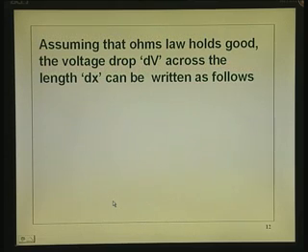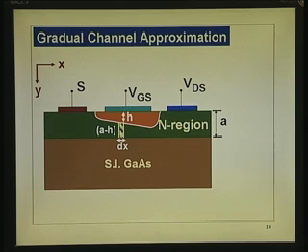Now, assuming that Ohm's law holds good, the voltage dV across the length d of x can be written as follows. How do you write? V is equal to I into R. Delta V is equal to I d into resistance of the thickness. So, what we are writing now, go back to this, is the resistance of that region and drop in that region. dV is I d into the resistance of that region. I d is constant right through, because after all what current flows here will then come out here, it is continuous. I d into R.